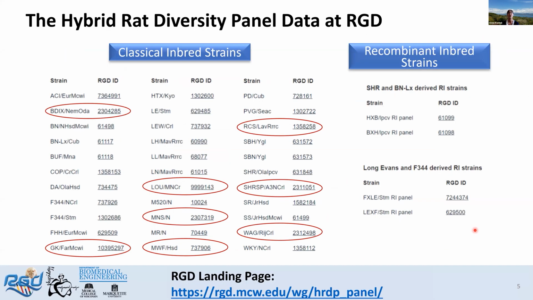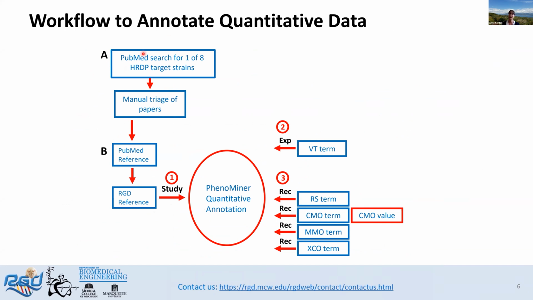So when we went to the hybrid rat diversity panel, we realized that there were several of these strains that had no annotation. So we decided that that was a good goal to do. So we started annotating these 8 strains that didn't have any quantitative data. And the workflow for that is to go to PubMed and start pulling any papers that mention those strains. You have to go through triage to make sure it actually has quantitative data that you can extract from the paper. And then that paper is annotated to bring in the measurements and the values of that particular measurement being done, along with the other terms that go along with that particular study.